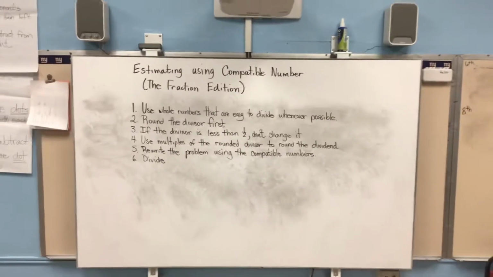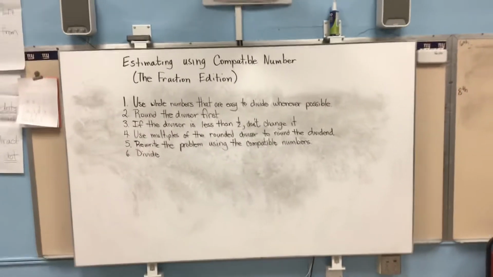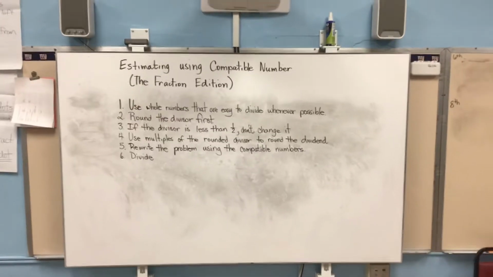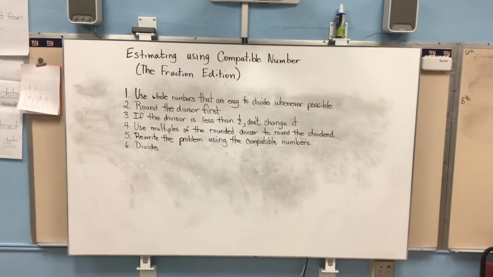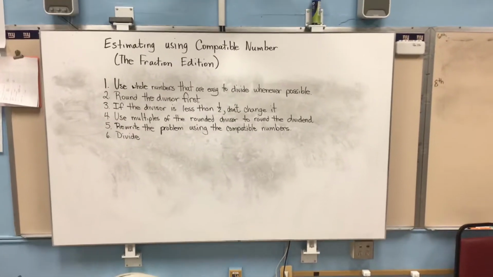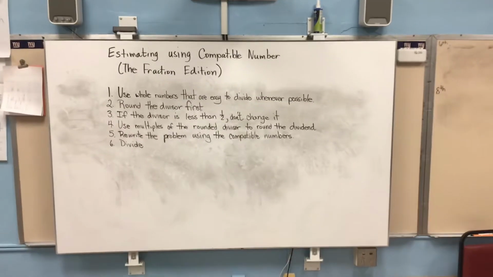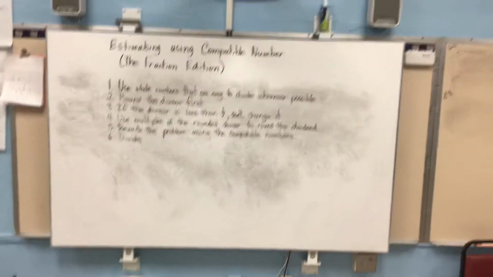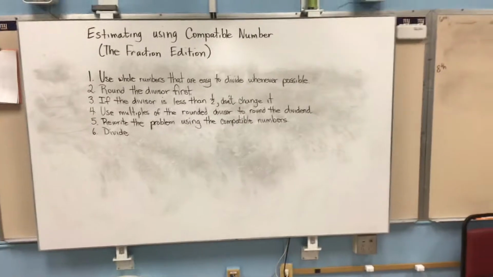Step 2, round the divisor first. When you're doing compatible numbers, it is very easy to round the dividend first and then try to figure out the divisor and then get really confused. If you round the divisor first, it will make life easier.